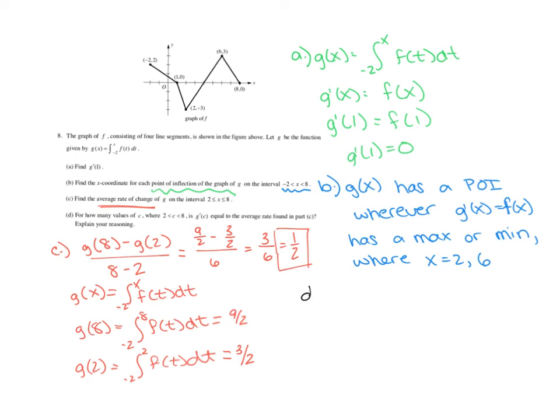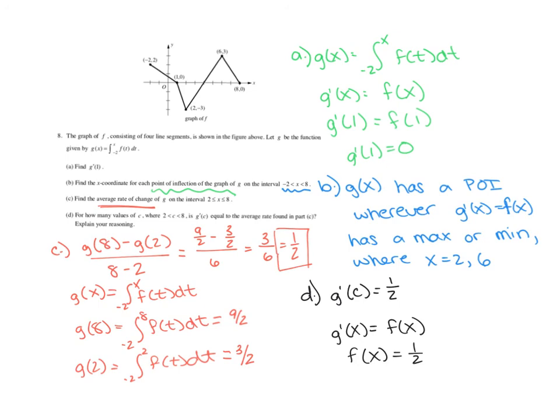So for part D, for how many values of c is g prime equal to this number? So for how many points is this true? Is the derivative equal to 1/2? Well, keep in mind that g prime of x is the graph we're looking at. So g prime of x is f of x. So the question is, how many points is f of x equal to 1/2?